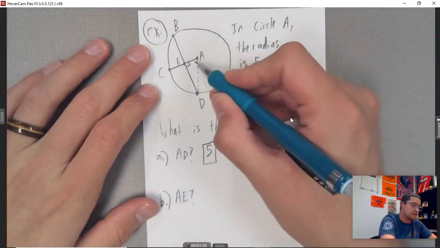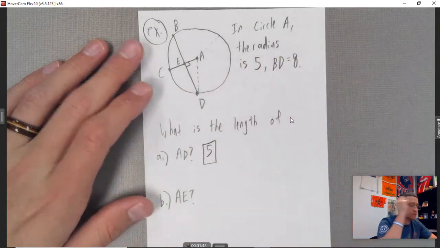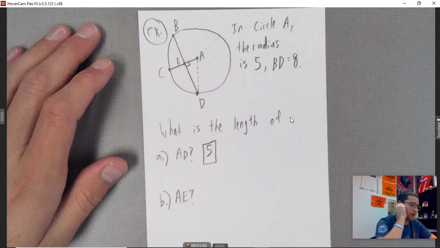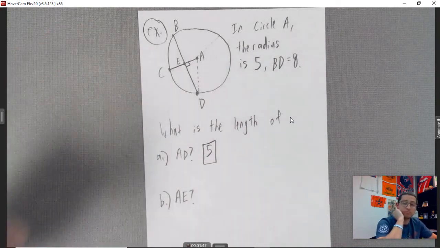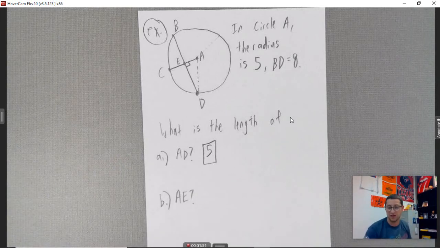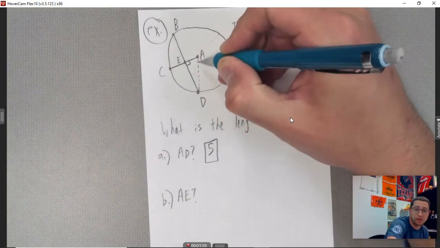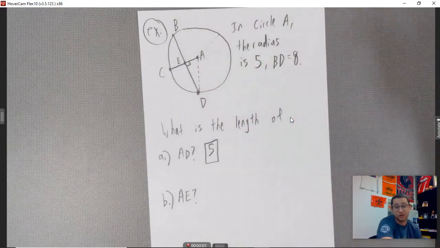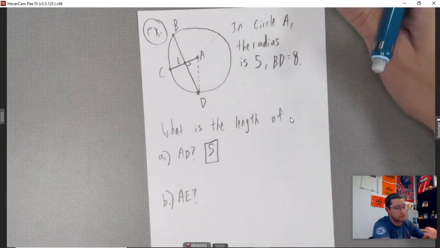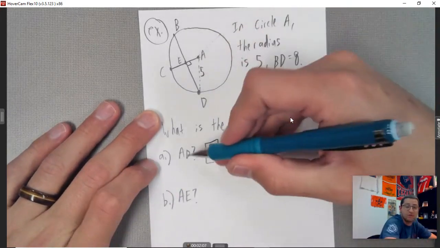All right, let's look at AE. AE is this little length right here. This is a tough one. The big problem-solving tool to use here is this right triangle right here. Right triangles are important; they have their applications. We now know that this length is 5, because we got it from the previous one.